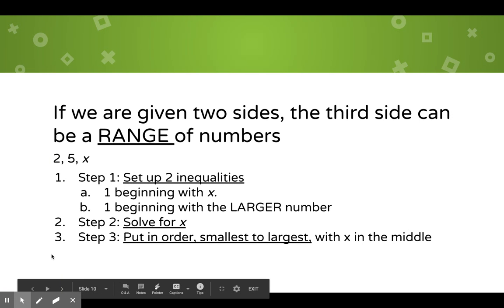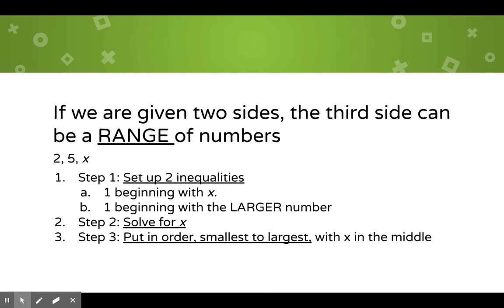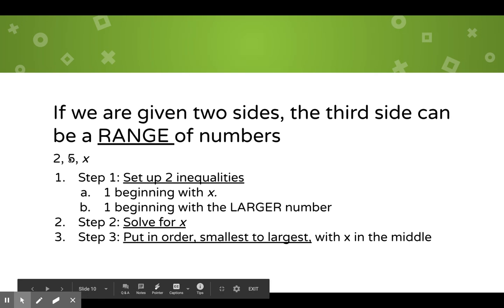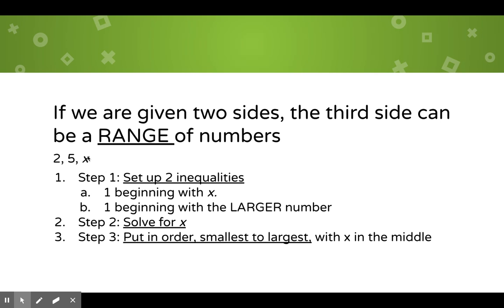If we are given two sides, the third side can be a range of numbers, okay? Because obviously you don't know what it could be, because it just has to be smaller than the other two added together, right? So that's why we say it can be a range of numbers. It has the ability to be more than one number. So if we have a triangle with side length 2, side length 5, and an unknown, that unknown can be a range of numbers.